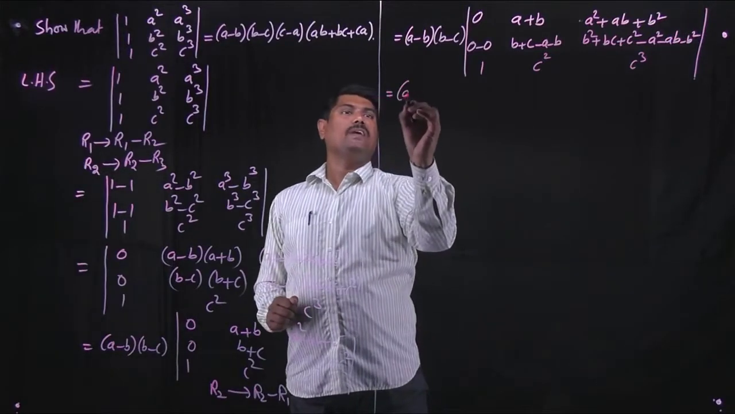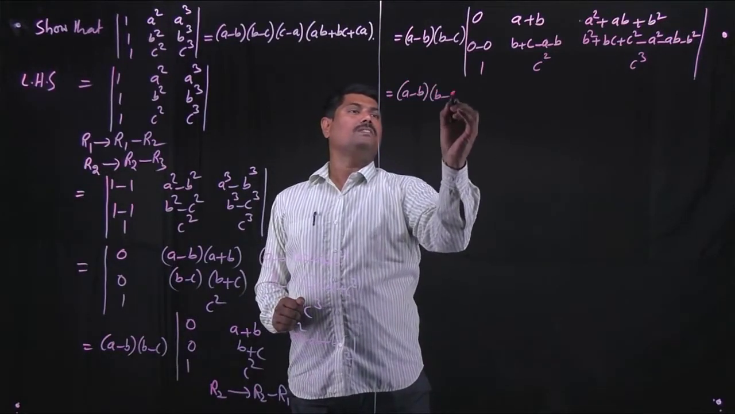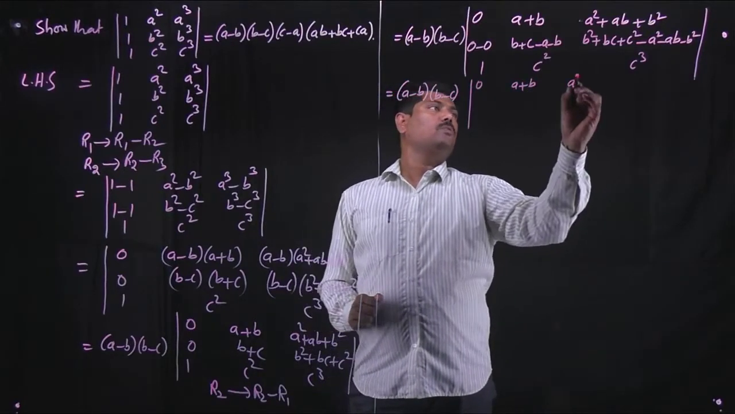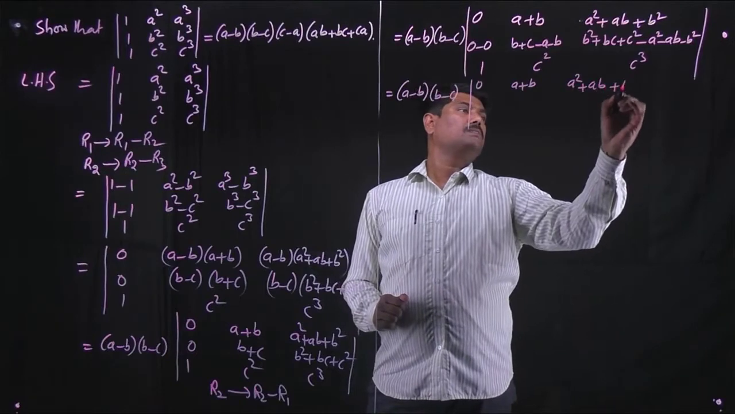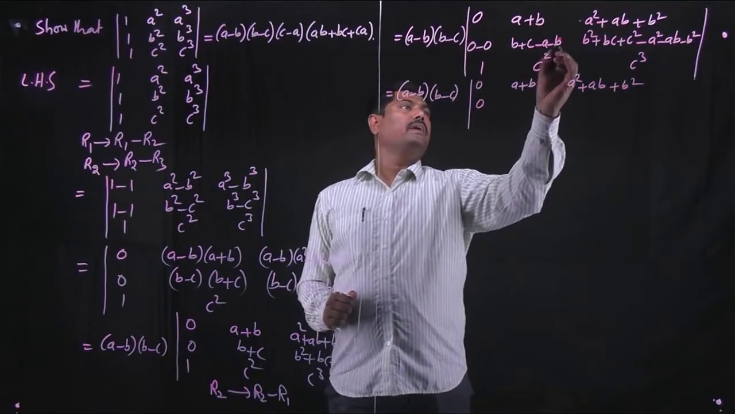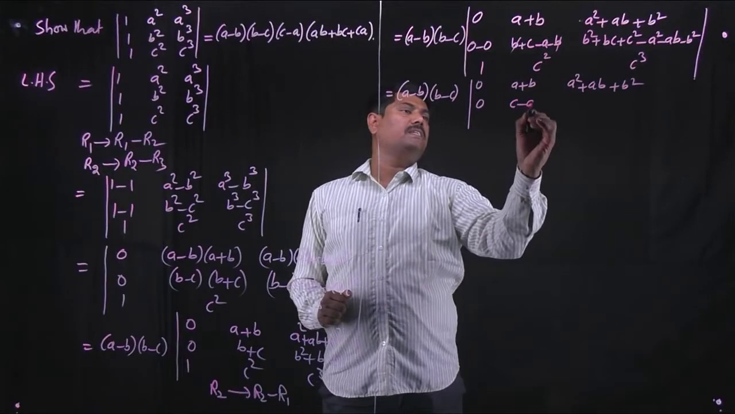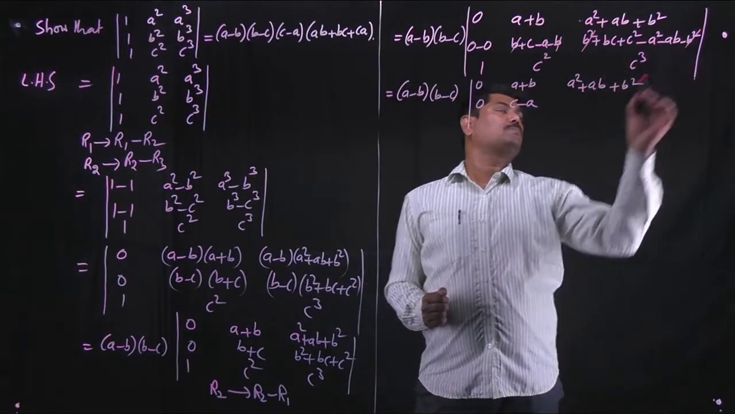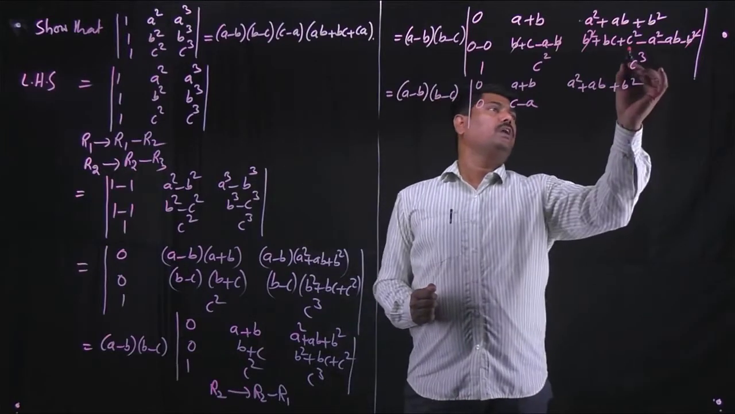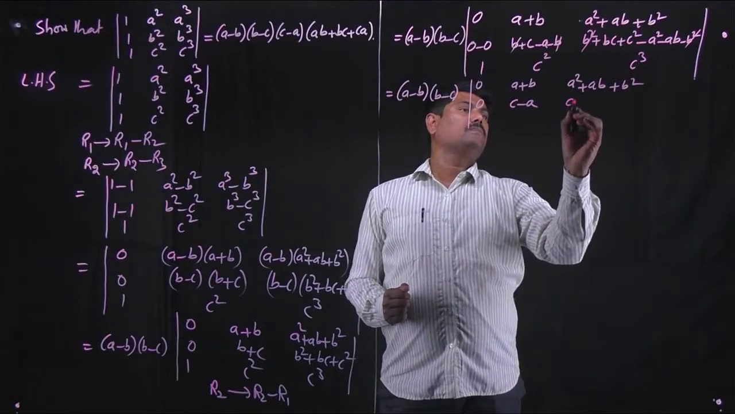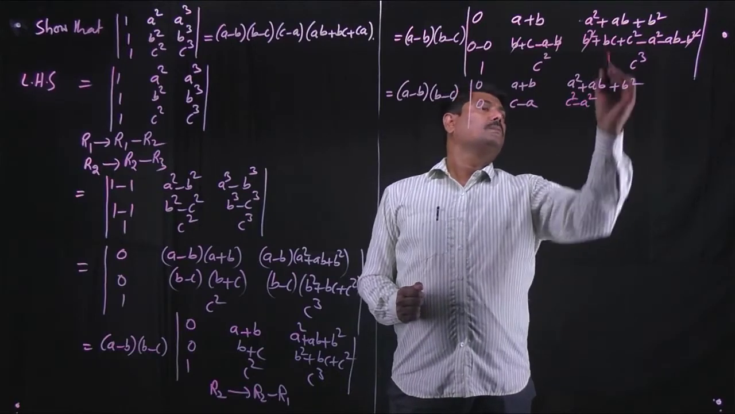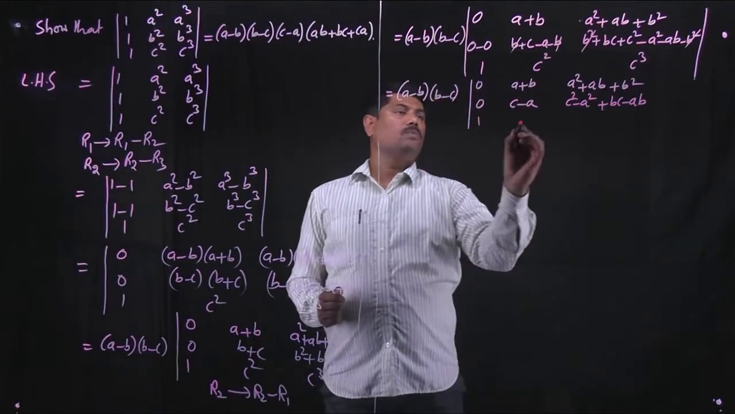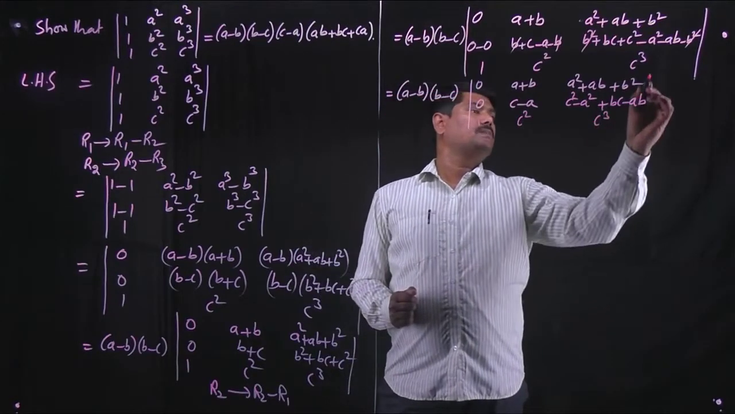So doing simplification, A minus B, B minus C. The first row remains same: 0, A plus B, A square plus AB plus B square. Here minus B plus B get cancelled, you will get C minus A. Here plus B square minus B square get cancelled, and you have C square minus A square plus BC minus AB. Later, 1 C square C cube is the remaining part.